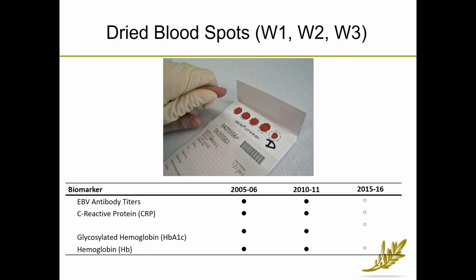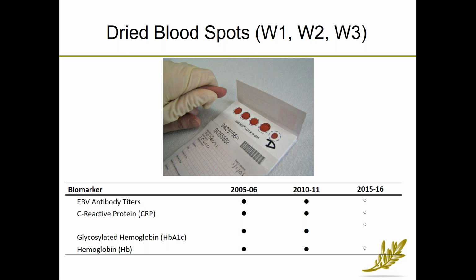And the dry blood spots allow us to perform at least the four assays below on a regular basis in NSHAP participants. Epstein-Barr virus antibody titers give us a sense of a person's immune system. C-reactive protein is an important marker of general inflammation, and for many models of aging and the development of chronic disease, inflammation is thought to be an underlying biological mechanism.